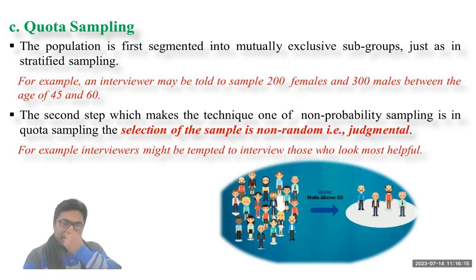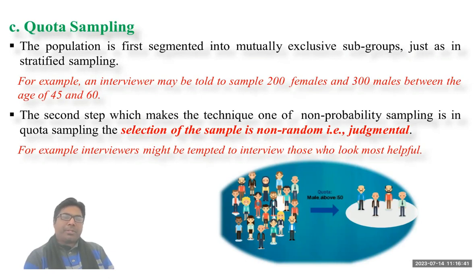So the second step, which makes the technique one of non-probability sampling, is that in quota sampling the selection of the sample is non-random. So that makes the difference. In stratified sampling also we have strata. Here also we have strata. But when we go for the second step, that makes it non-probability because of the selection of the sample.